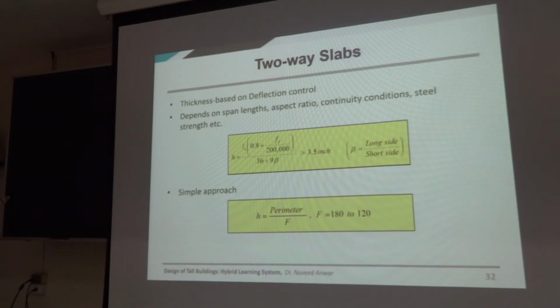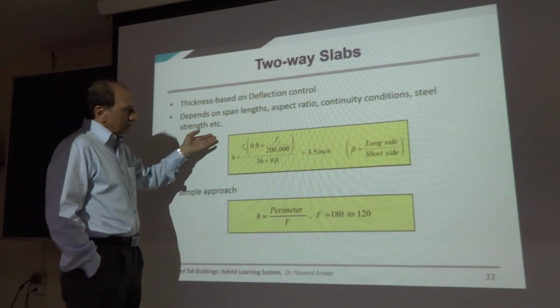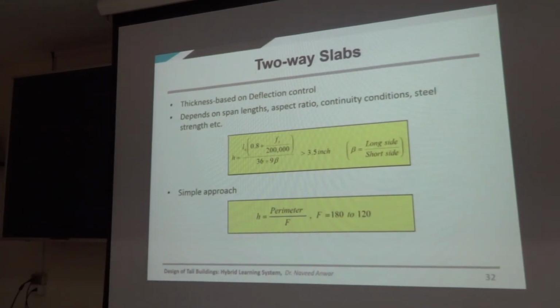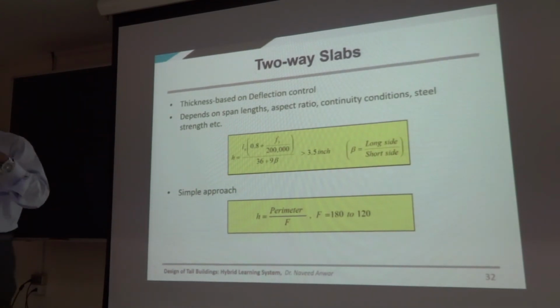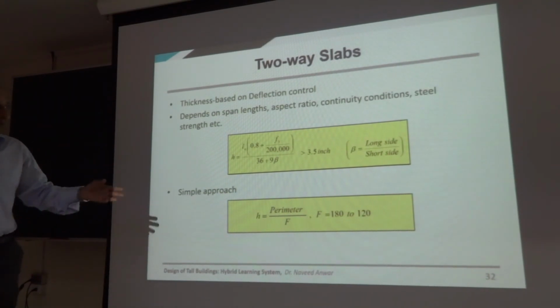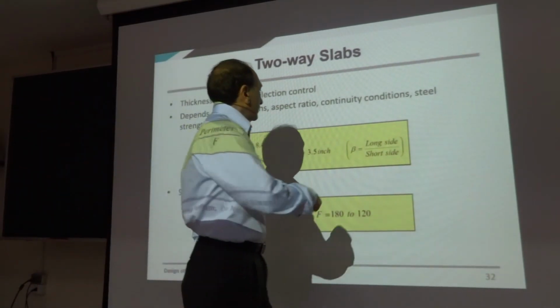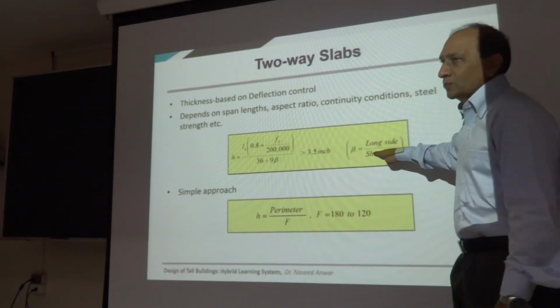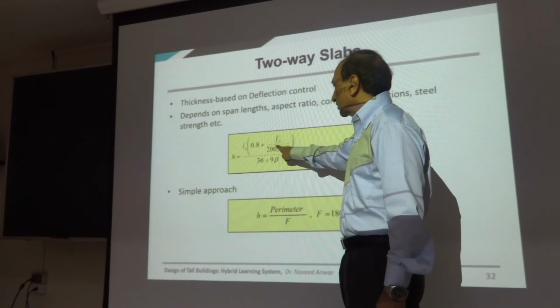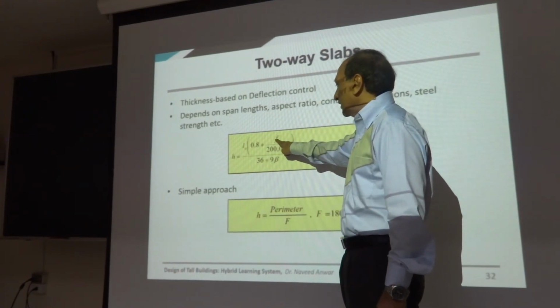So two-way slabs, thickness calculation. This is a little bit more complicated than thickness for a one-way slab, where we just divide the span by some factor. Because now we have two spans, a two-way slab. So we need to consider the ratio between long span and short span, which is beta, and we need to consider the steel strength.